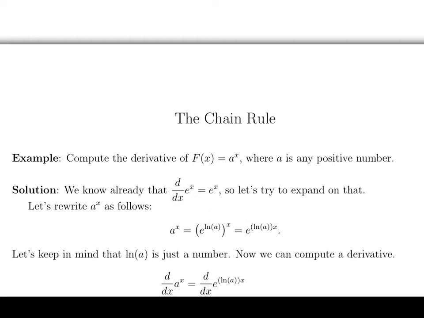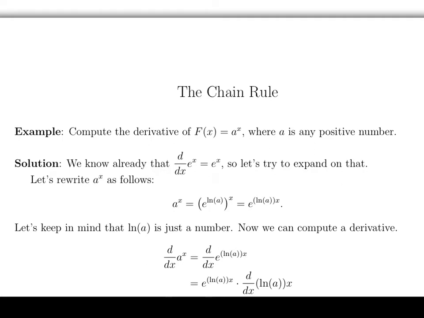All right, so we're ready to compute a derivative. So we've rewritten a to the x as e raised to the log a times x. We're going to use the chain rule on this because there's an outside function, which is the exponential, and an inside function, which is log a times x. Now we know that the derivative of the exponential is the exponential, but now we have to multiply by the derivative of the inside. So we're multiplying by the derivative of log a times x.